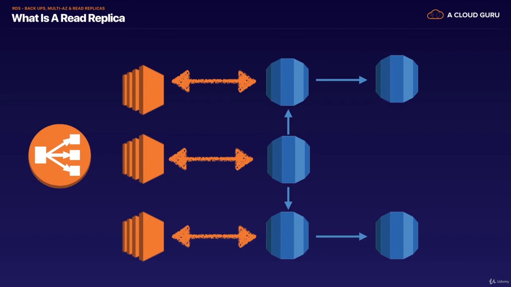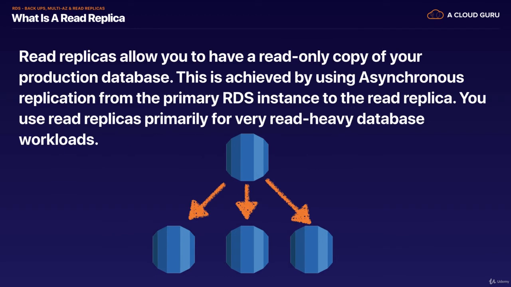And you can even have read replicas of read replicas. So you can have multiple copies of your production database as read replicas, and you can have read replicas as read replicas. The cool thing about it as well is you can promote read replicas to be their own standalone database. So read replica allows you to have a read-only copy of your production database, and this is achieved using asynchronous replication from the primary RDS instance to the read replica. And you can use read replicas primarily for very read-heavy database workloads.